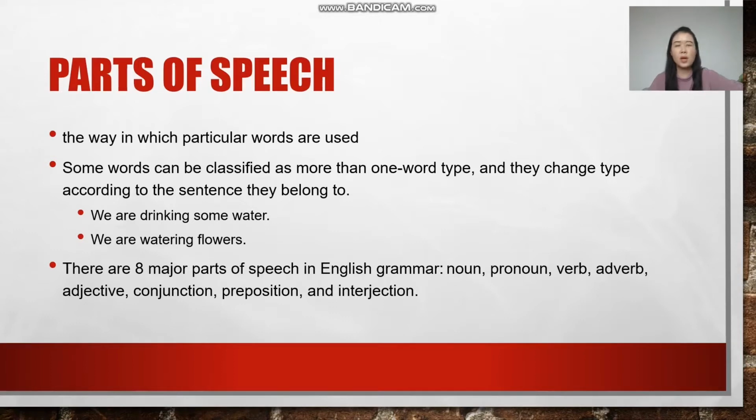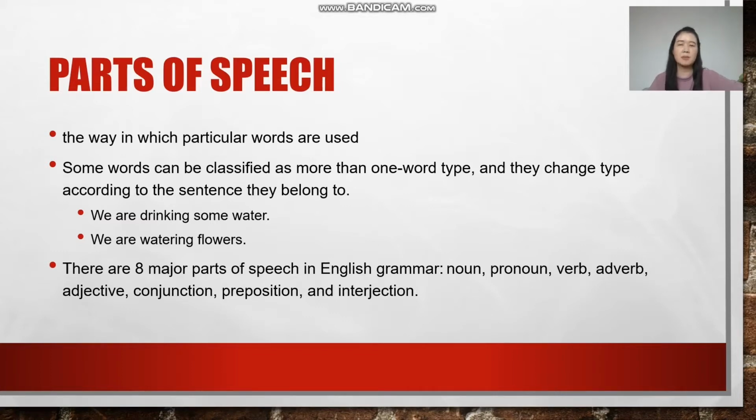But before we are able to analyze the sentence, you should understand the smallest unit of the language first, because this is the smallest one. We start from word level and then go to phrase, clause, and at the end, you'll be able to analyze the sentence. Okay? So, some words can be classified as more than one word type, and they change type according to the sentence they belong to.